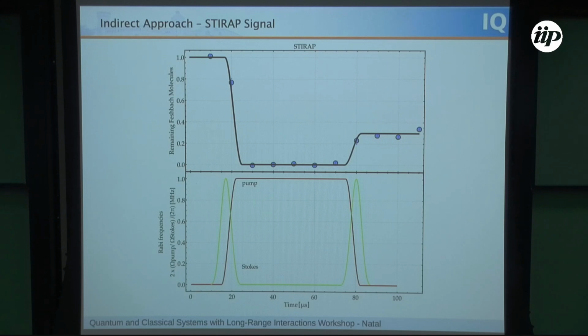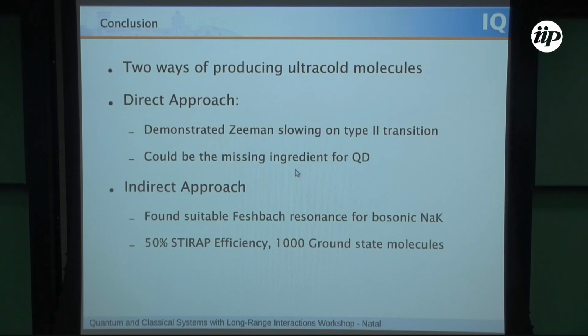This is very new data. This hasn't been optimized yet, so 50% is actually not great for STIRAP. People have seen 90%. We're getting there. Well, I'm not, because I'm not on the experiment, but they'll be getting there.